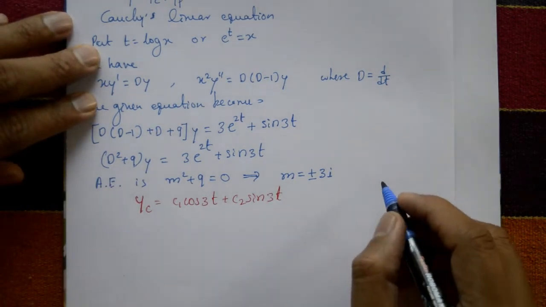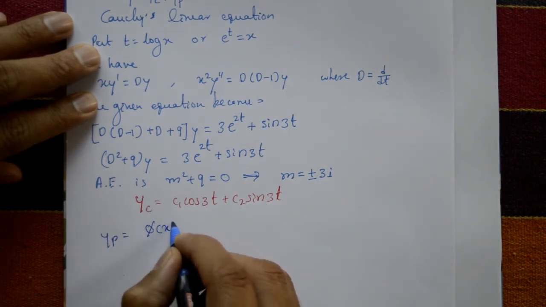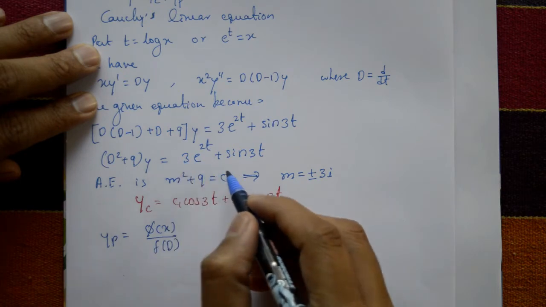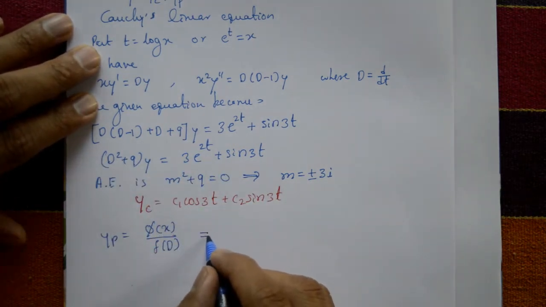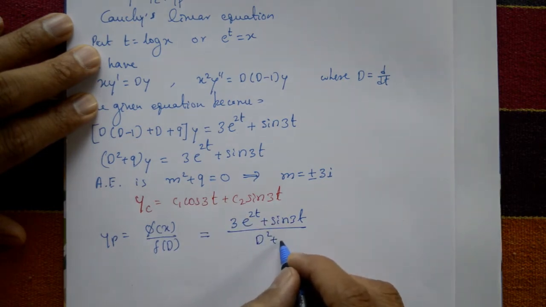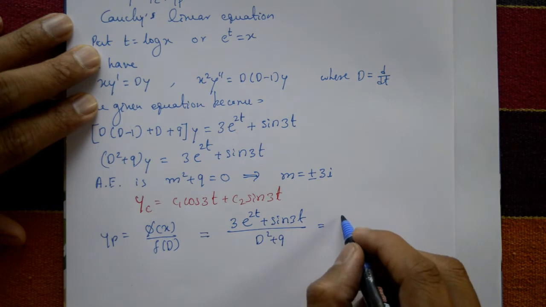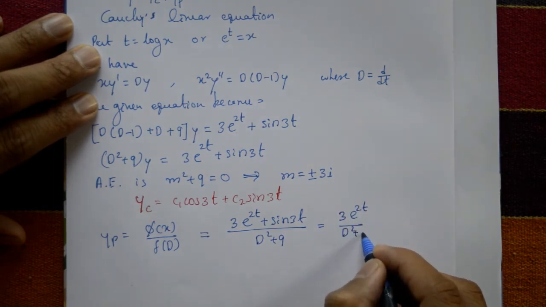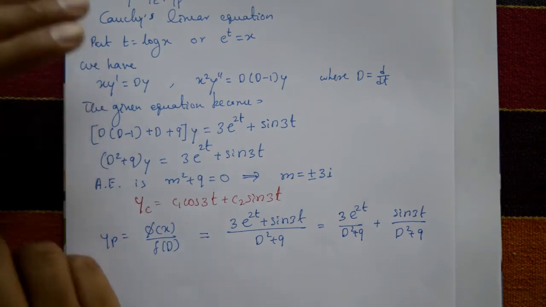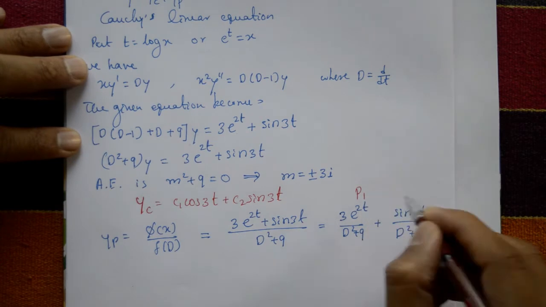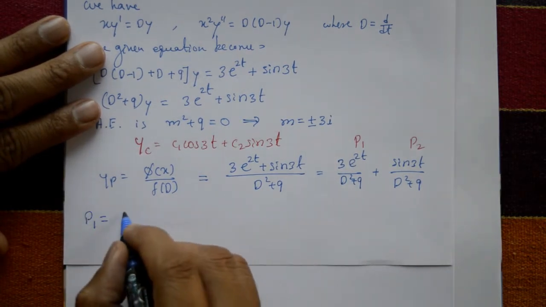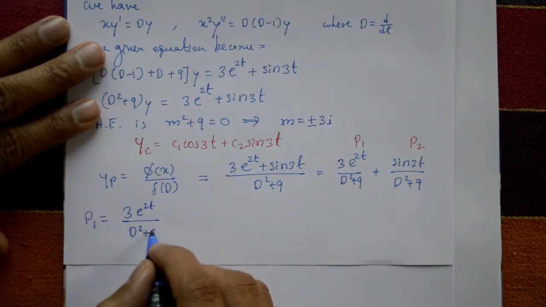Now go to the particular integral: yp equals phi of x divided by f of D. Here phi of x is 3 into e raised to 2t plus sine 3t, and f of D is D squared plus 9. Now separate the two terms: 3 into e raised to 2t divided by D squared plus 9, plus sine 3t divided by D squared plus 9. Call the first one P1 and the second P2, and solve them separately.